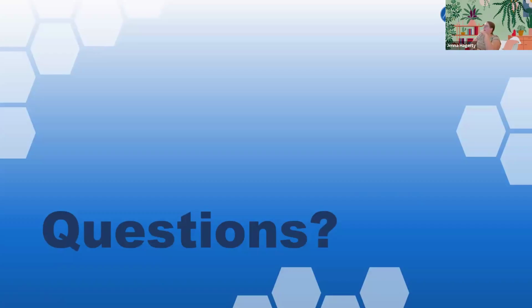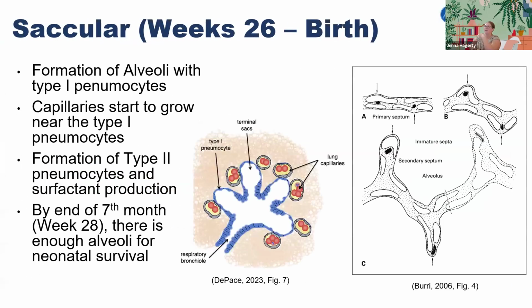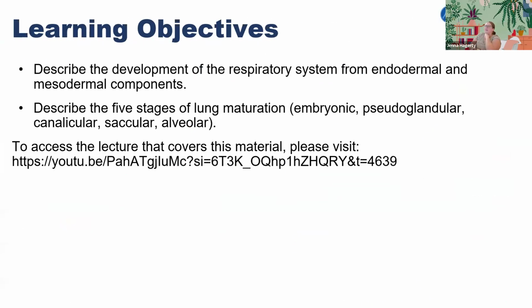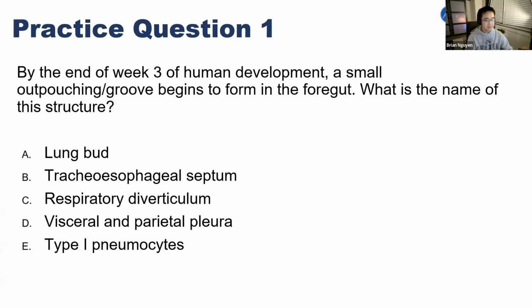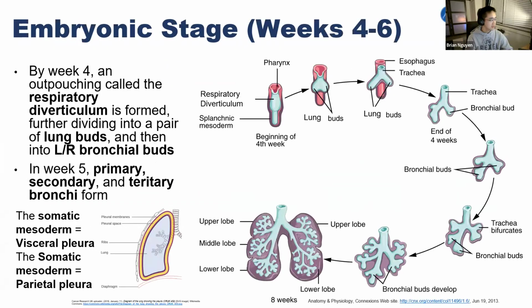Thinking back, if you can go back to the slide when you talk about lung bud development, at the very beginning, weeks 4 through 6. I saw a lot of people in the chat say foregut, midgut, hindgut is how we separate out the GI system. This is how I remember that the lungs form from a respiratory diverticulum within the foregut.